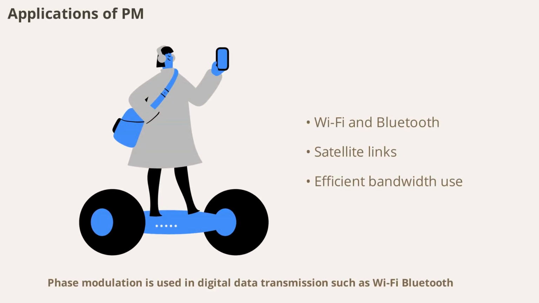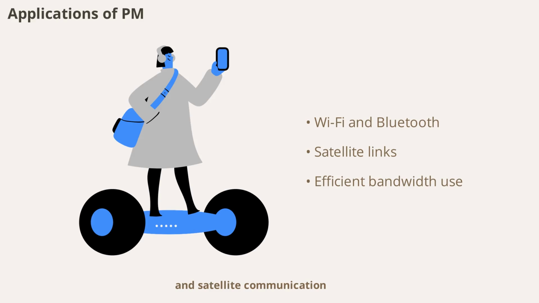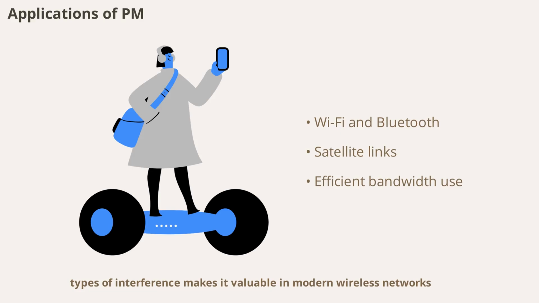Phase modulation is used in digital data transmission, such as Wi-Fi, Bluetooth, and satellite communication. Its ability to efficiently use bandwidth and resist certain types of interference makes it valuable in modern wireless networks. PM is often combined with other modulation techniques for enhanced performance.